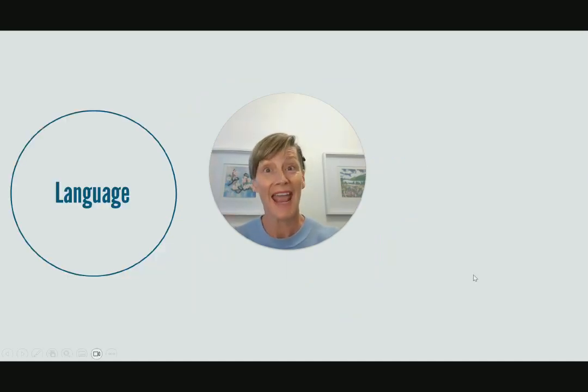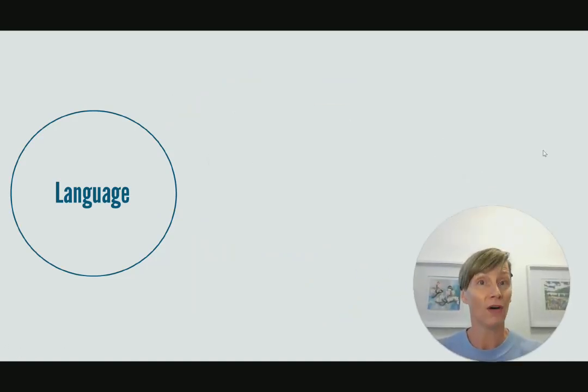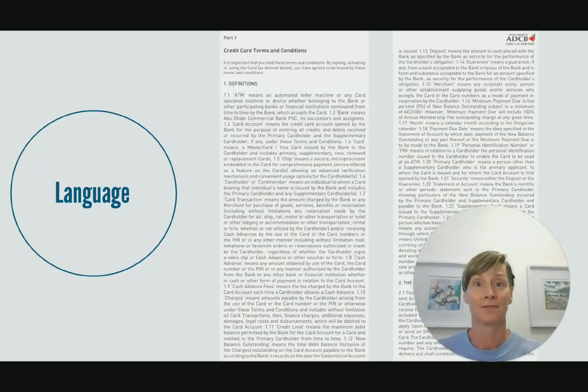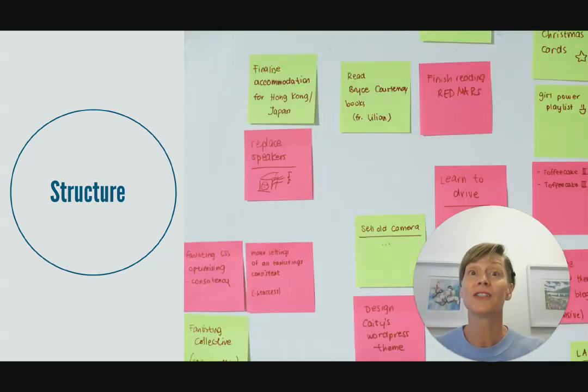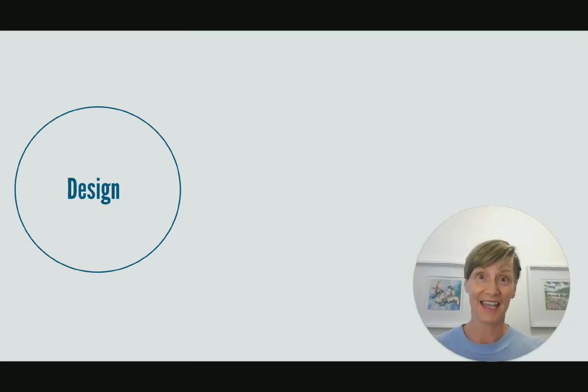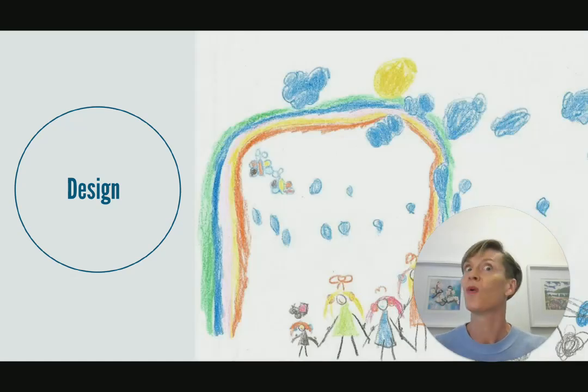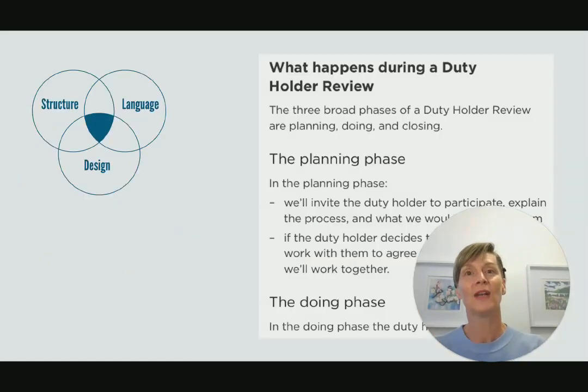So you can have the most familiar language in the world, but if all you've got is language, it's a wall of words, and I'm not going to read it. You can have spectacular structure. It can be logical. You could have thought about it for ages, but if all you've got is structure, it's incoherent. And you can have glorious design, but if all you've done is pay attention to making it beautiful, it's wide open to interpretation, right? So good plain language writing equally emphasizes all three, but they work together.